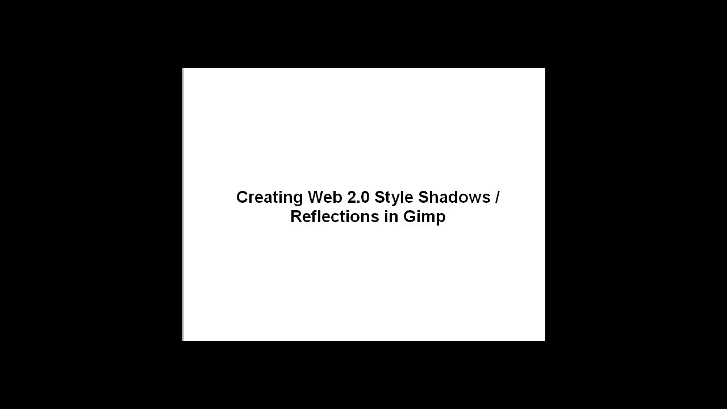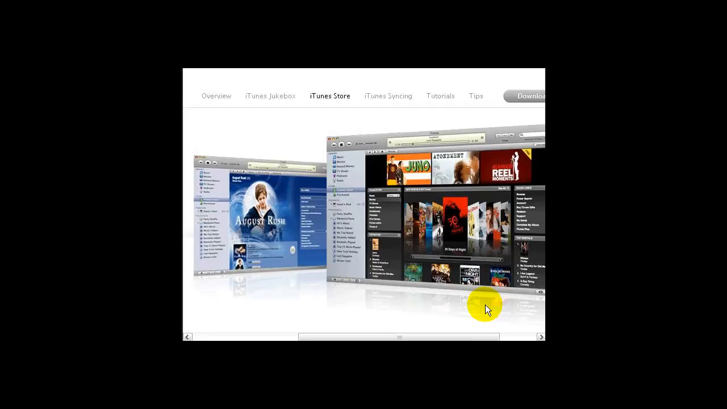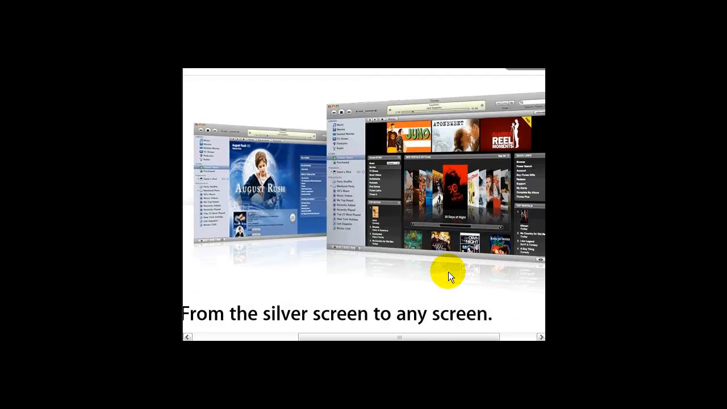So in this video, I'm going to show you how to create Web 2.0 style shadows and reflections using Gimp. Now, to show you what I'm talking about, reflections, as far as Web 2.0 goes, a lot of companies are using the new trend of showing anything glassy, reflections, and things like that. Like, for example, iTunes on Apple.com. You'll notice that they use reflections for the graphics.